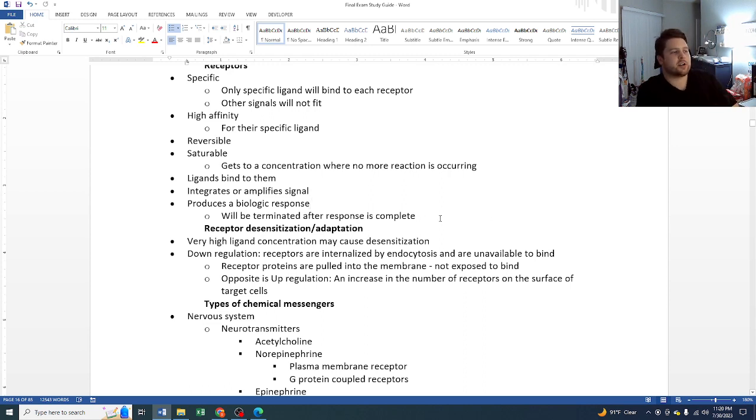When we talk about these receptors, there can be desensitization and adaptation to it. So if we have a ton of ligands, a very high ligand concentration may cause desensitization. And we call this down-regulating. So those receptors get internalized by endocytosis. Basically, the cell is going to take the receptors and grab them and suck them back down in through the membrane, so that they're no longer available because they're getting stimulated way too much. Think of it as them turning on their introvertedness and just hiding, basically.